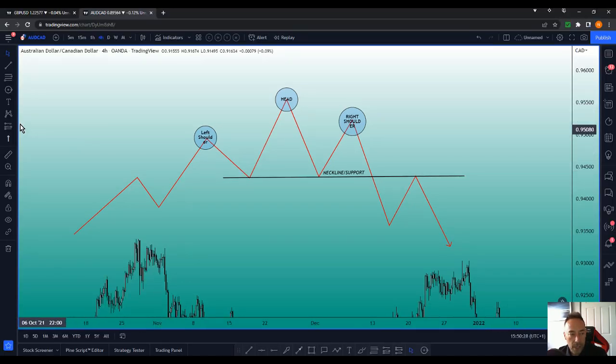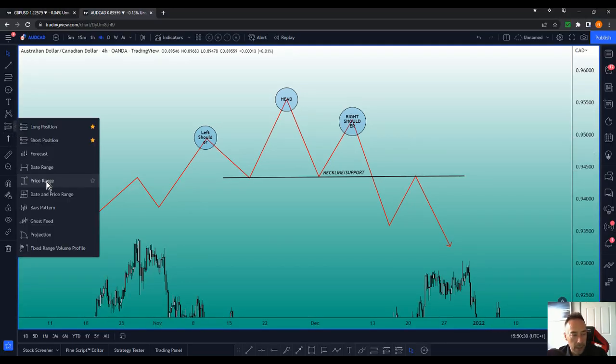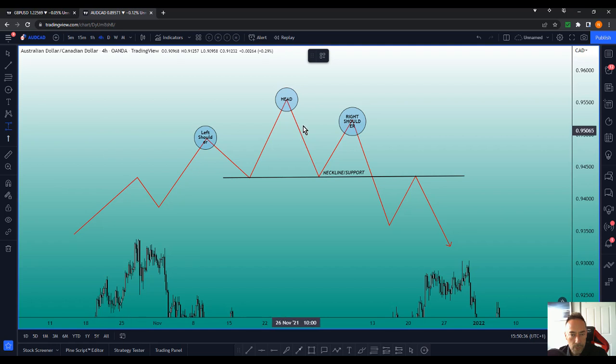So if I just do that here, I think there's a price range? Not too sure. We'll do that one. But if I take that distance there, it's around about 120 pips thereabouts. Now that would be your target, but your target is from the neckline down.